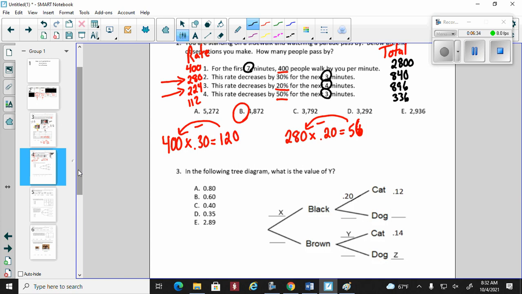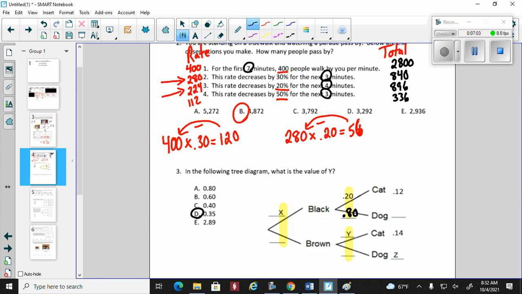All right, question number 3, the answer is D. Remember, every time a tree splits, it's always going to equal 100. So those two branches equal 100. It's split there, it's split there. The only split that equals 100 at this point is black dog, which is 80%. Now we're trying to find y, but you can't find y until you find x.